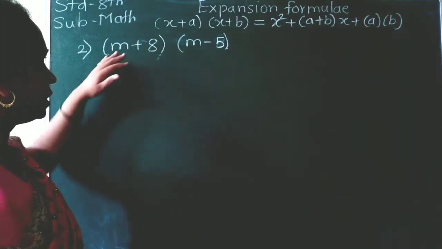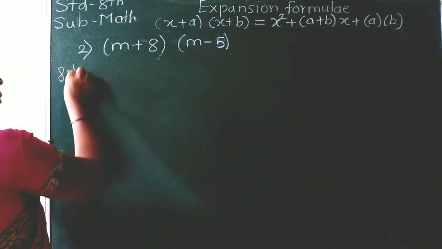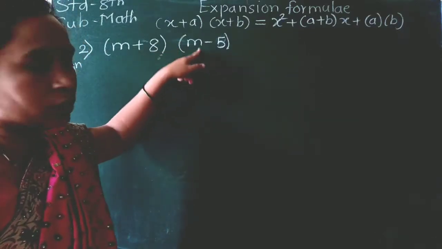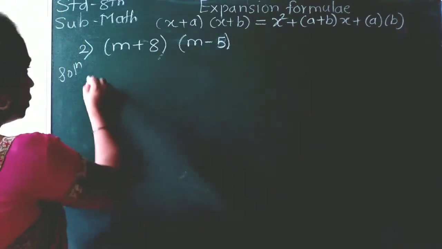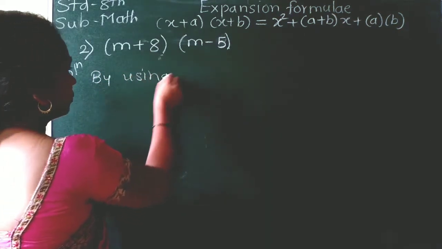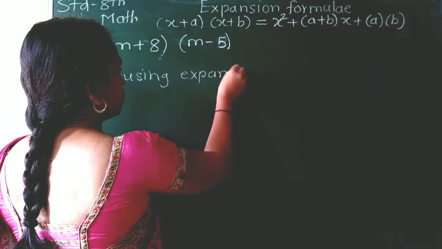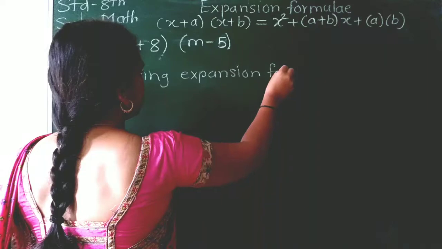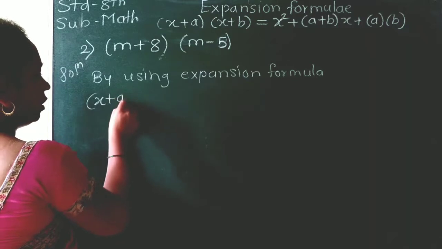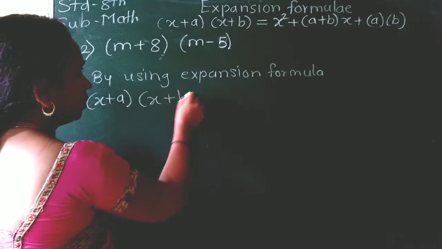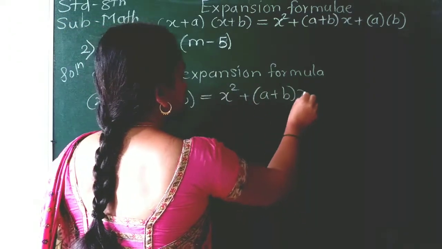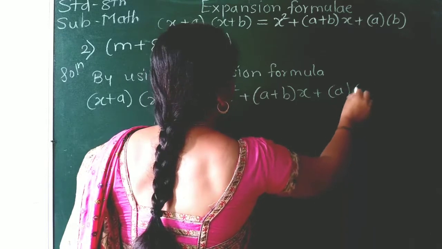Second example. In this example, they have given two binomials where one term is common, so we can use this expansion formula. So by using the expansion formula, (x + a)(x + b) = x² + (a + b)x + ab.